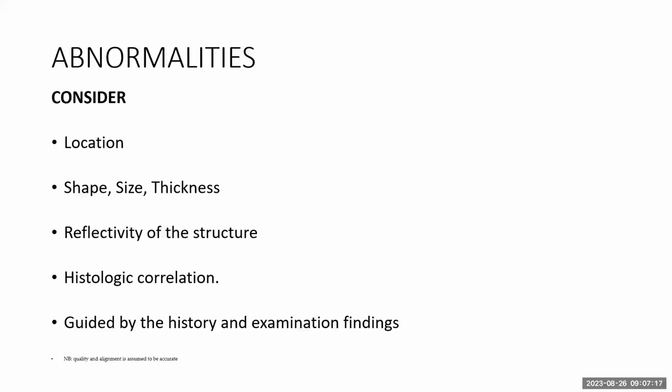So if you didn't get what we said last week, in OCT, the term is reflectivity. It's either hyperreflective or hyporeflective. So that's the term used for OCT. Now, with that, you would have a histologic correlation of the abnormality with the patient complaints. And then we are guided by the history and the examination findings to reach a diagnosis.